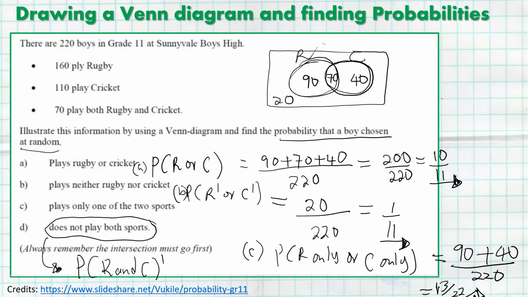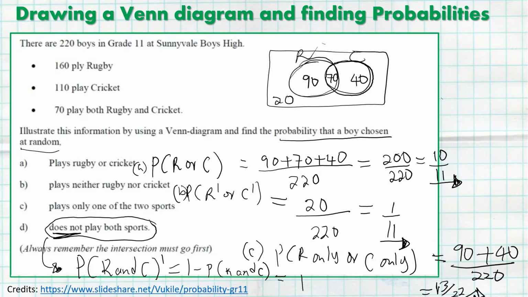We are saying do not play both sports, right? So it will be the rest of the probabilities, right? So this can be calculated by saying 1 minus the probability of rugby and cricket. Okay, so we are excluding the ones who play both sports, because they want the ones that do not play both sports, right? So that's the formula for the complementary rule.